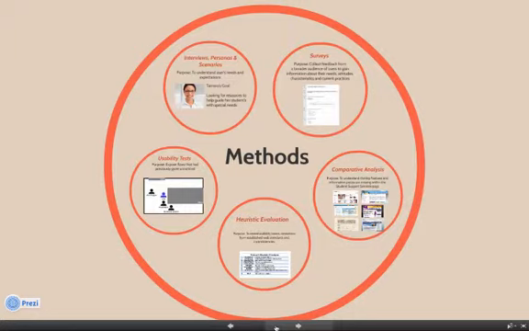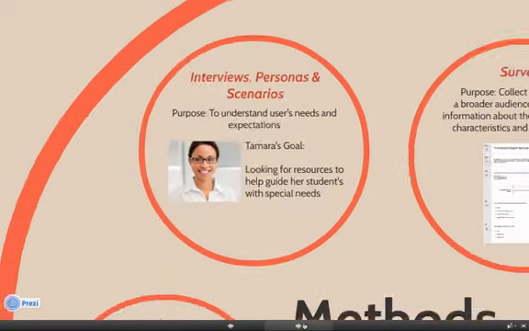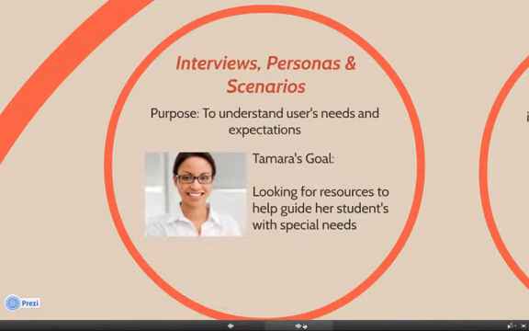The team used a variety of methods to assess the usability of the site and to evaluate users' needs. First, the team conducted an interview with a stakeholder, 2 teachers, a school psychologist, and a UMSI grad student who's conducting research with parents and teachers of special needs students. The purpose of the interviews was to help us understand users' needs and expectations.